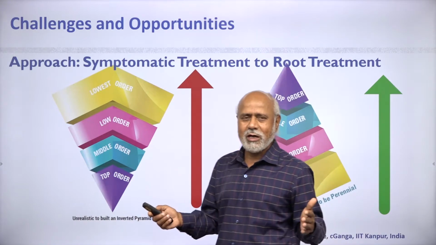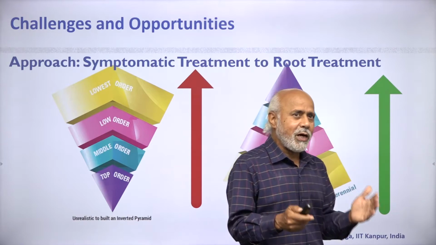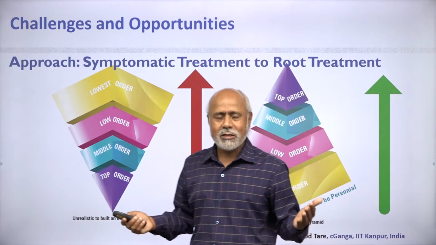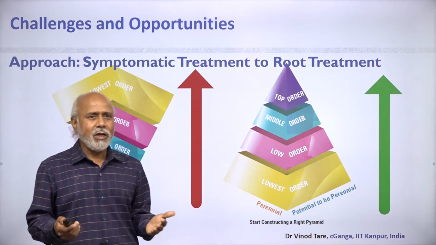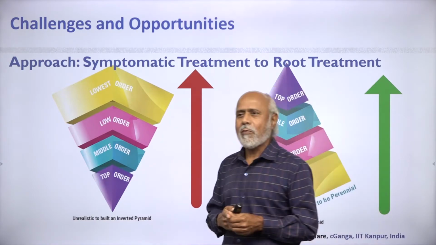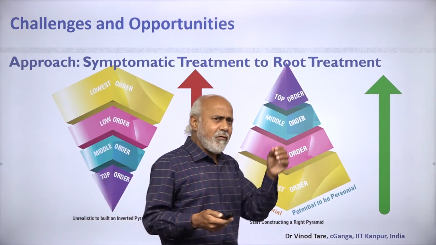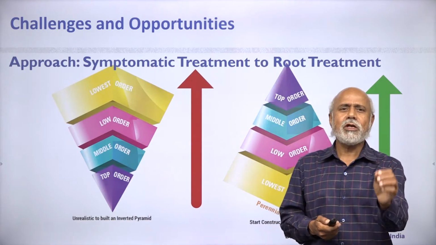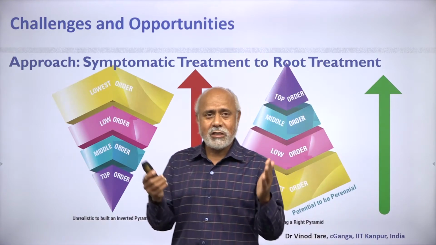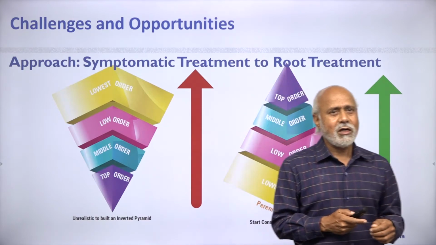We have to make sure that we start building the right kind of pyramid, that is, instead of symptomatic treatment, we go to the root treatment of the cause. And that means we have to start talking about improving the lower order rivers, and if you improve the lower order river basins, the top order rivers will automatically become good. And to make such a base, every citizen, every national has to put a brick in developing such a kind of brickwork, and that's where the participation and awareness of the people is, in real sense, very important.